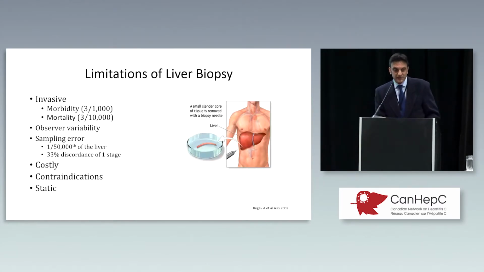So, limitations of liver biopsy. I've been showing this slide for many, many years. We know it's invasive, with morbidity and mortality. There's observer variability. There's sampling error. You only sample a very tiny bit of the liver, 1 in 50,000th of the liver with a typical needle biopsy. And then you get discordance of one stage, depending on which bit of the lobe you get. That was based on a laparoscopic biopsy study done many years ago now. It's costly, there are contraindications, and we know fibrosis and fibrogenesis is a dynamic process, but what we get with the liver biopsy is a single time point static view of what's happening.